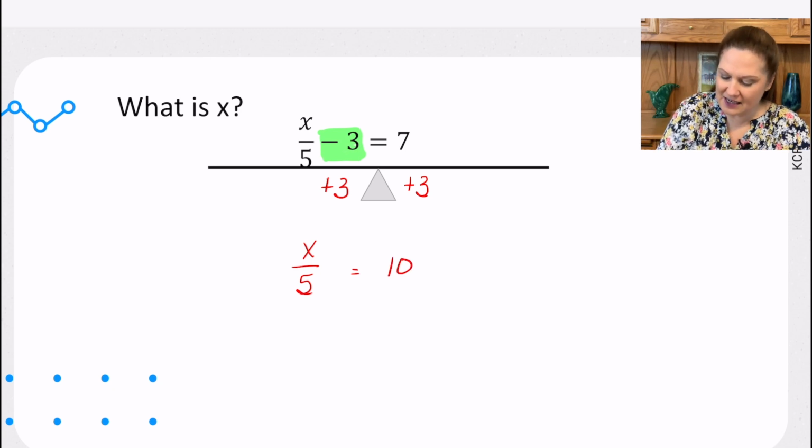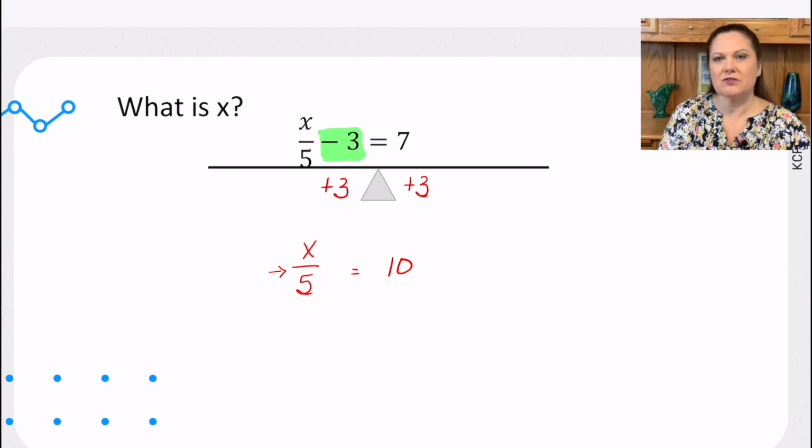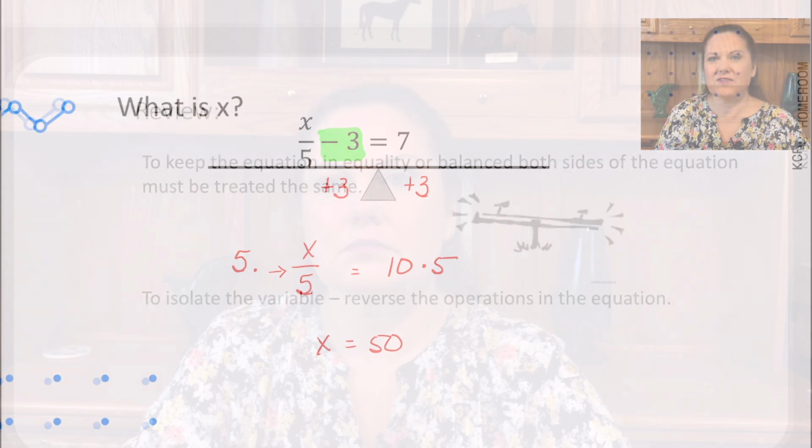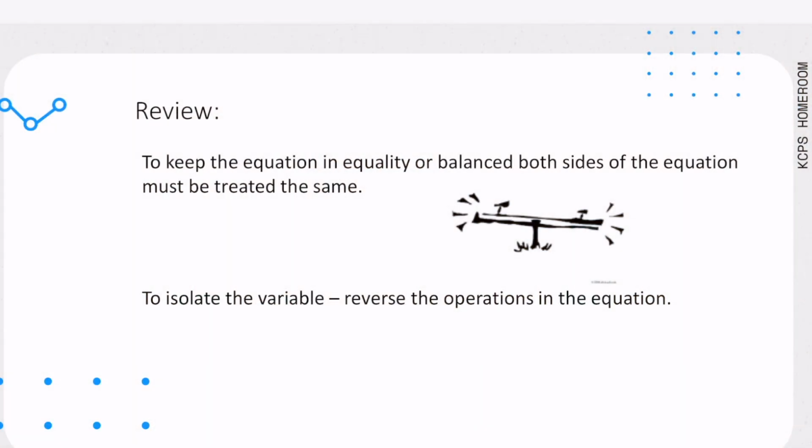Yep, it's 10. Now, notice this fraction bar. That fraction really means division. What's the inverse? You got it. Multiply. So we're going to multiply by 5 on this side. So x is going to be equal to 50. That concludes our lesson for today.